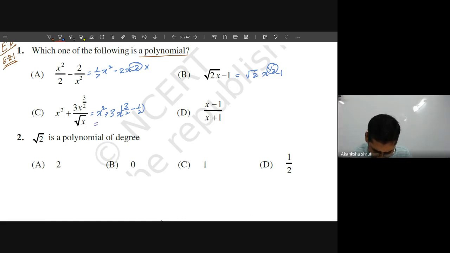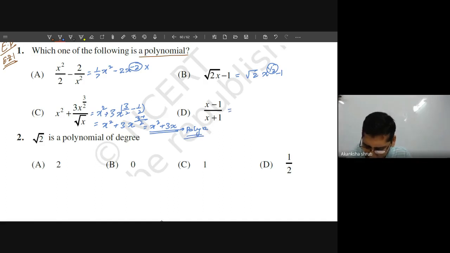Now see, what is this power? It is x square plus 3 times x cube by root x. So 3 minus 1 by 2, it is like your x square plus 3 times x only. x to the power 1 means it is x. So it is a polynomial. Okay, students. So it is such a simple thing.